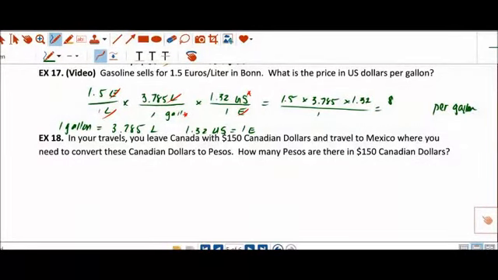So figure that out. This results in $7.49 per gallon. Not a surprise, petroleum is much more expensive in the European countries. Now you work on this last one, pause the video, and once you get an answer, turn the video back on and see how well you did.